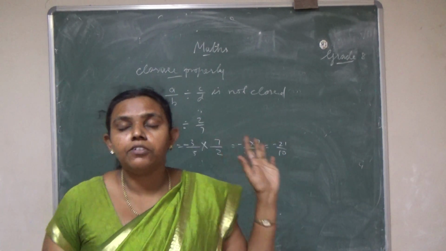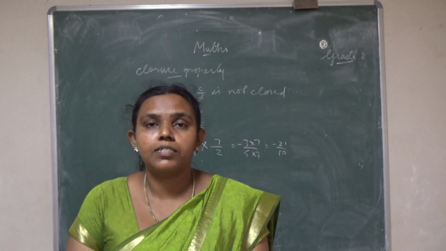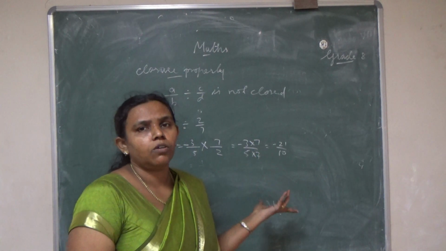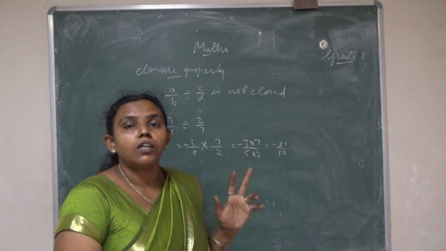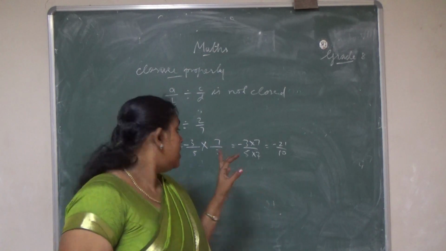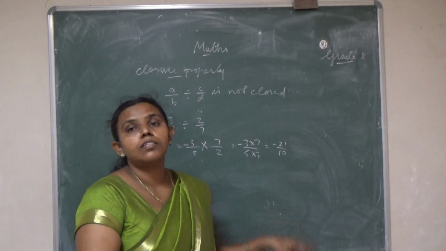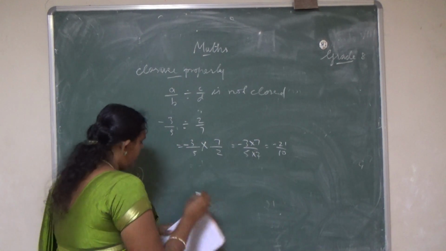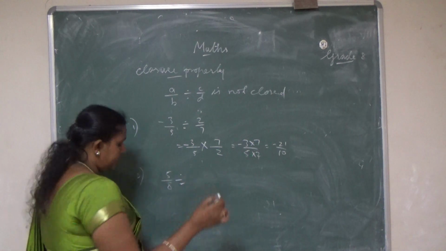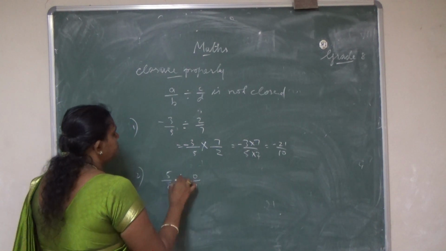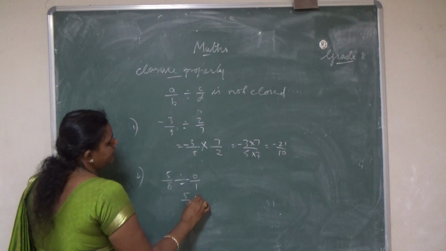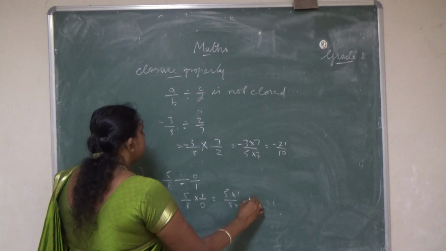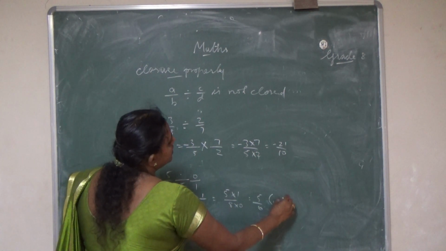In closure property, when we divide, we must get a rational number. So here we got a rational number. For some numbers we will get, for some numbers we won't get. So we can say rational numbers are not closed for all rational numbers. I will give another example, you listen. 5 by 8 divided by 0 by 1. 5 by 8 into 1 by 0, which is equal to 5 by 0. This is not defined.